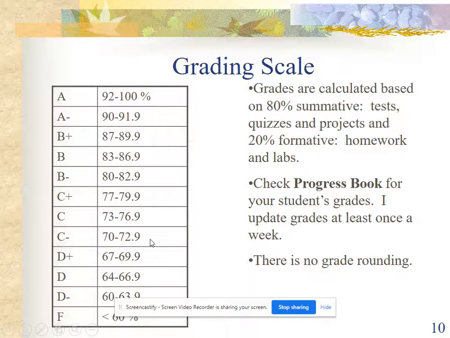This is the school board approved grading scale that's been in place for quite a few years now. Grades are calculated based on 80% for summative. Summative assignments are your tests, your quizzes, and projects, and 20% is formative, which will be your homework and your labs. I do update Progress Book regularly, so you can check it at least once a week, even more, to keep on track of your grades, and there is no grade rounding.